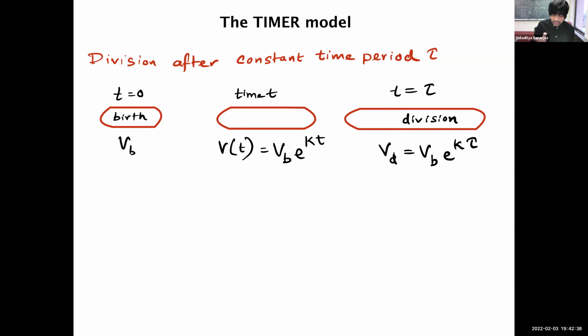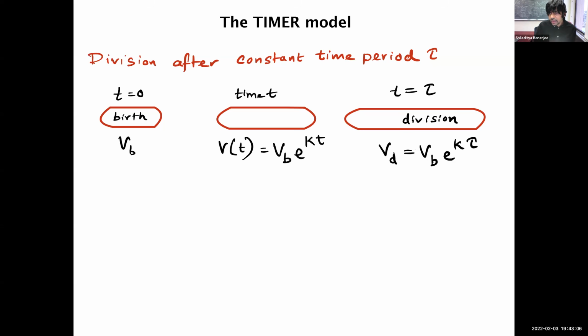So one thing you realize is that if you grow for a constant time period and the growth is exponential, that means that you grow as a fixed multiple of your initial size, because this quantity here is constant. So you grow as a fixed multiple. One possibility could be that you grow double your size and then you divide. That's what people think intuitively. That's what happens.